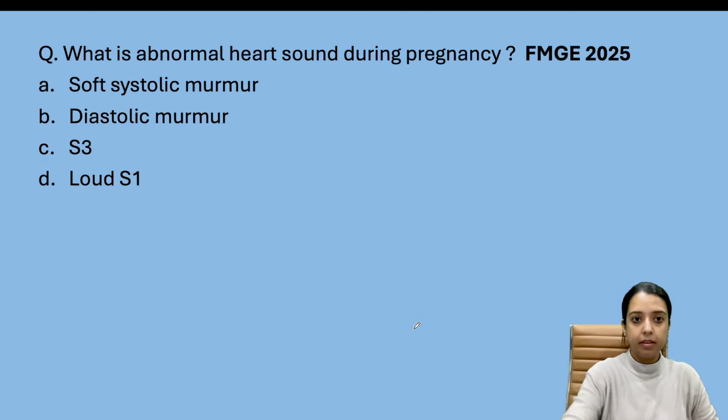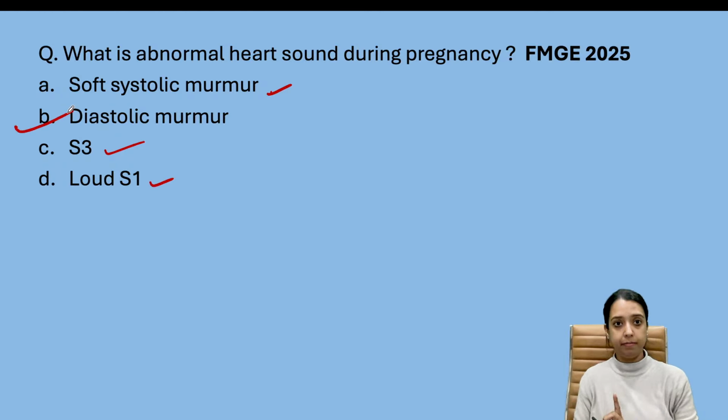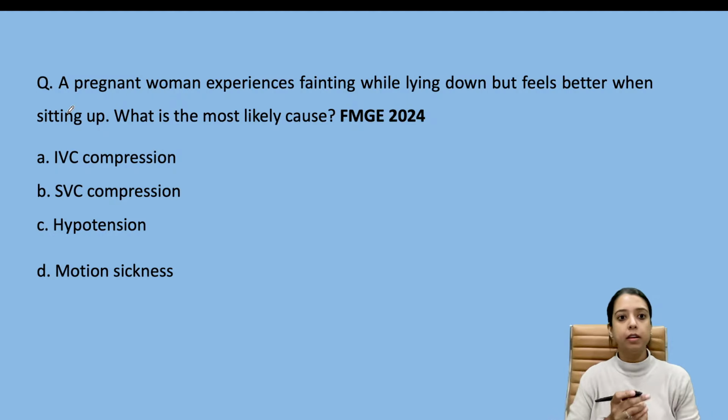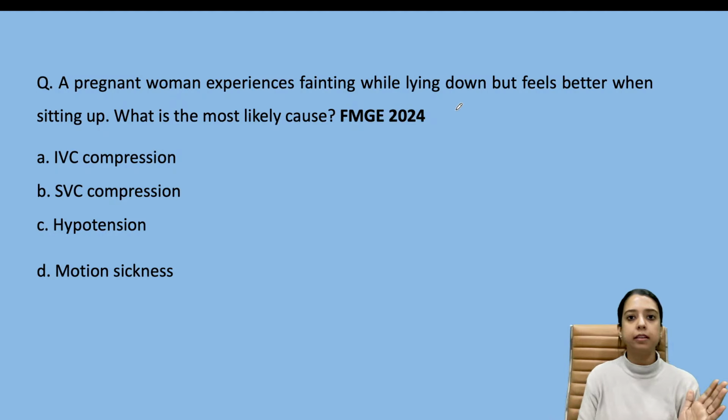Okay. Question. What is an abnormal heart sound in pregnancy? Soft systolic murmur? You can hear it. S3, you can hear it. Loud S1? Yes, S1 is loud, but diastolic murmur is not normal. It's not a normal sign in pregnancy. Okay, let's move. A pregnant woman experiences fainting while lying down but feels better sitting up. We have done that. IVC compression.